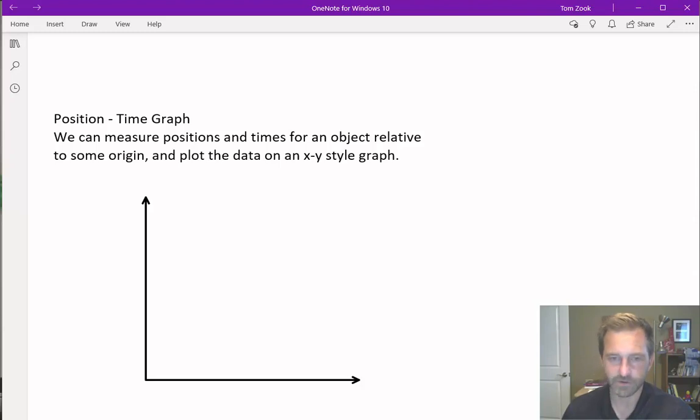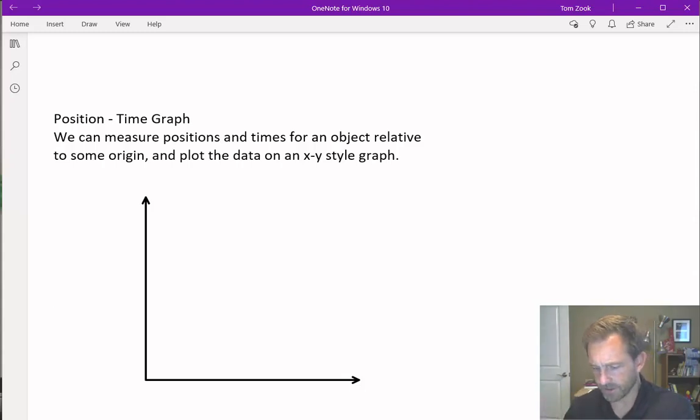So what I want to do is actually create like a little table here. Now, we want to measure positions and times for an object relative to some origin. So we're going to call the beginning of the meter stick the origin, 0 position, but we're also going to call that 0 time. And we want to plot all that data, times and positions, on an XY style graph. So I've got a little coordinate axis here, first quadrant.